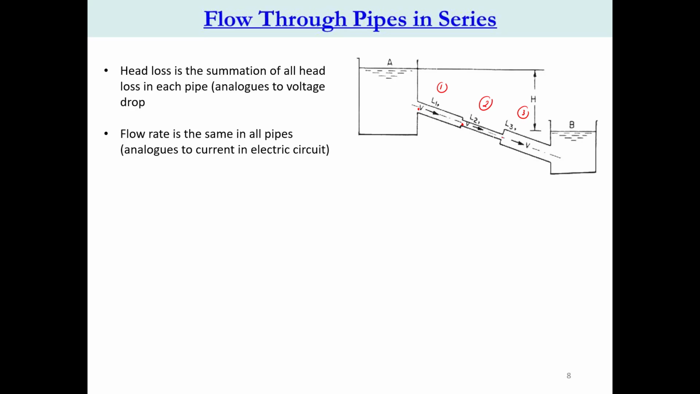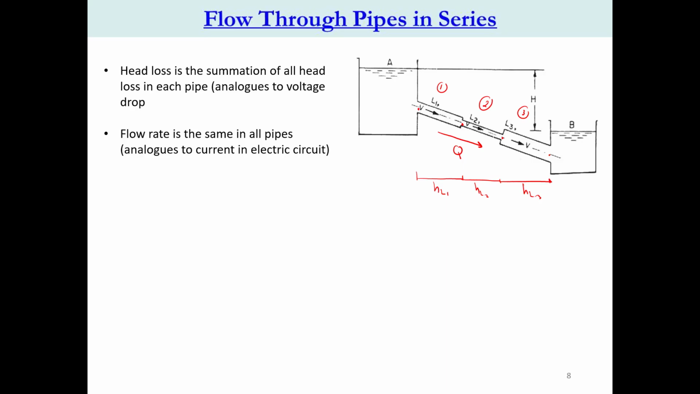So as we move, there's a drop in the pressure due to friction. We're only discussing frictional losses. So in the first one, we have head loss 1, and that's similar to the voltage drop, and then head loss 2, and in the last one, we have head loss 3. What's constant is the flow rate Q that travels through the system.